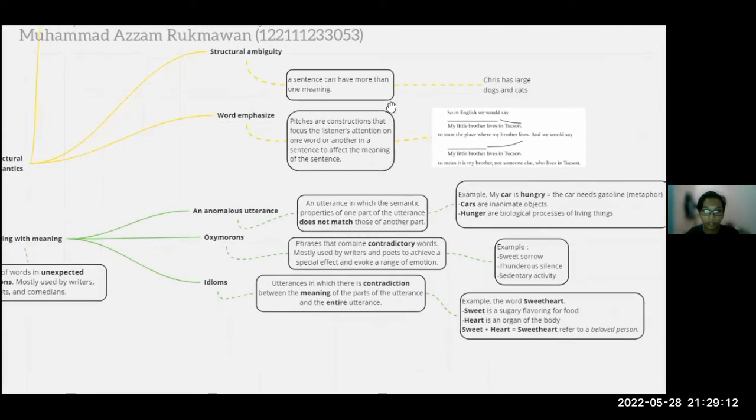Word emphasis is a construction that focuses the listener's attention on one word or another in a sentence to affect the meaning of the sentence. For example, in English, my little brother lives in Tucson. To state the place where my brother lives, we would say, my little brother lives in Tucson, to mean it is my brother, not someone else, who lives in Tucson.